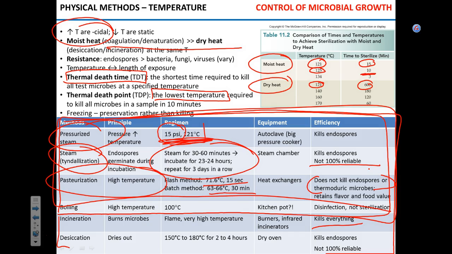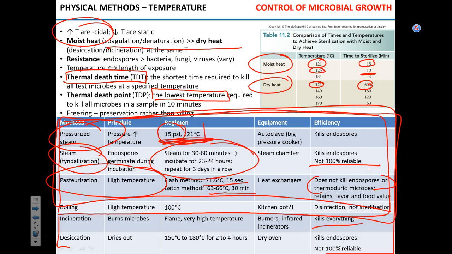Desiccation. We talked about desiccation as a control method. It dries out. Microbes cannot survive without water. So, especially in the food industry, desiccation is extremely important. We knew desiccation for years: jerky, dried fruits, and so on and so forth. It prevents food from rotting.